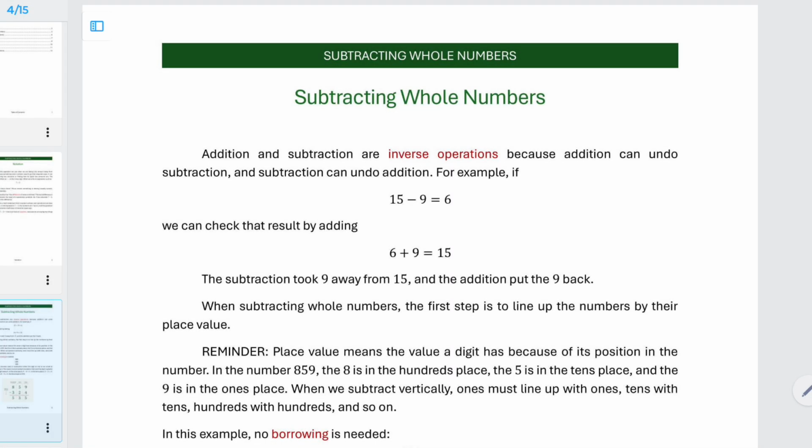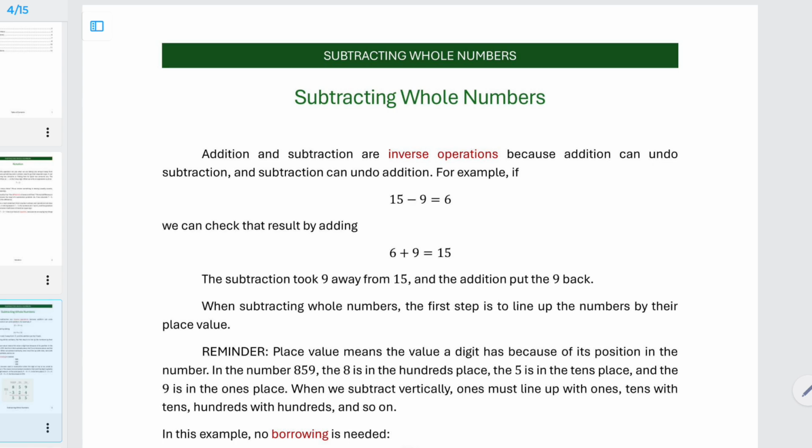Subtracting whole numbers. Addition and subtraction are inverse operations because addition can undo subtraction and subtraction can undo addition. For example, if 15 minus 9 equals 6, we can check that result by adding 6 plus 9 equals 15. The subtraction took 9 away from 15 and the addition put the 9 back.